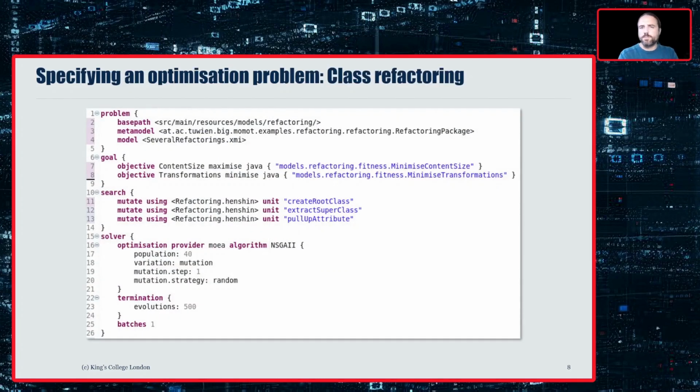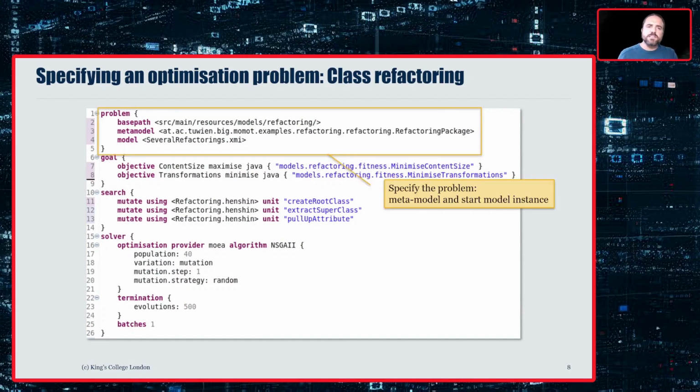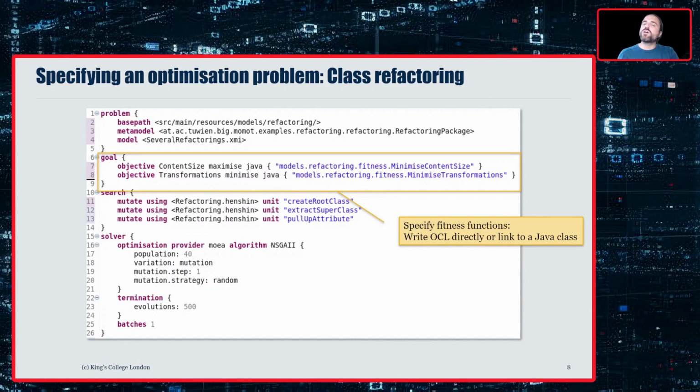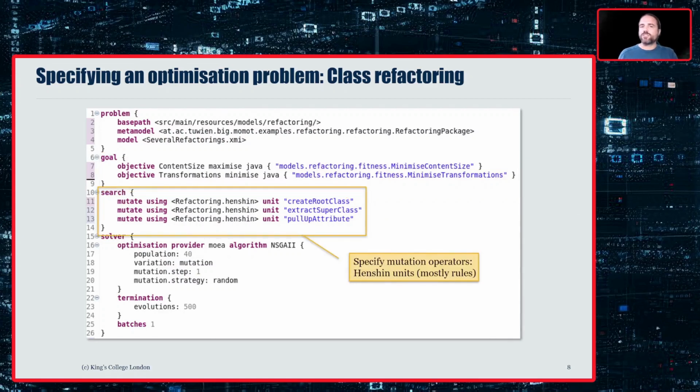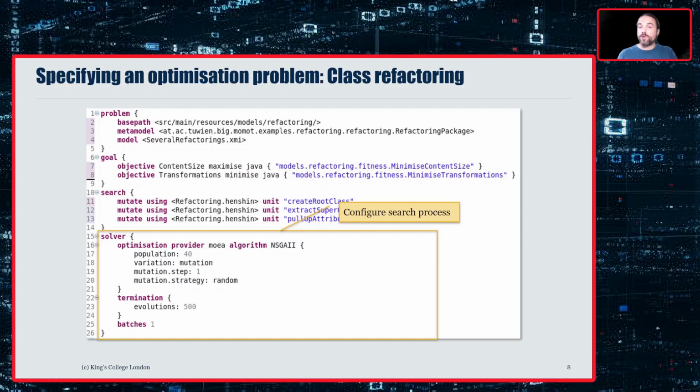This is an example of the specification of an optimization problem. We first specify the search space through a meta model and an initial problem model. We then describe what we're trying to find by defining objective functions and possibly additional constraints. What can be changed and how is captured next by referencing Henshin transformation rules. We will look at some examples in a moment. Finally, we have to define some control parameters for the search, such as the search algorithm to use and when to stop the search.